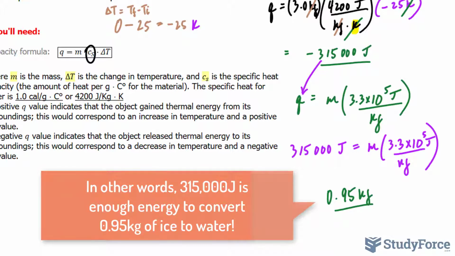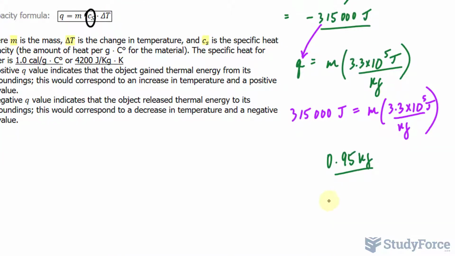That means there will be some ice left over. There will be 0.05 kilograms of ice left over after this 1 kilogram block of ice is thrown into this water.